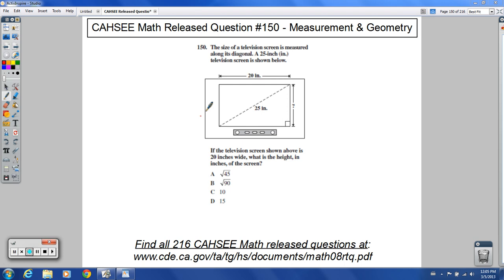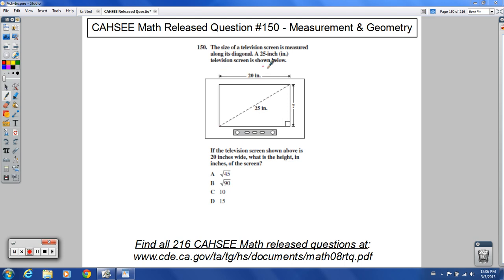Looking at released question 150 for CAHSEE Math. It says the size of a television screen is measured along its diagonal. Here's its diagonal. A diagonal just means you connect endpoints or vertices of the shape, the polygon you're talking about, that are not directly next to each other. So the diagonal for the TV screen is going to be right there.